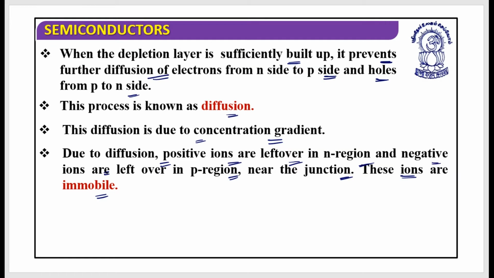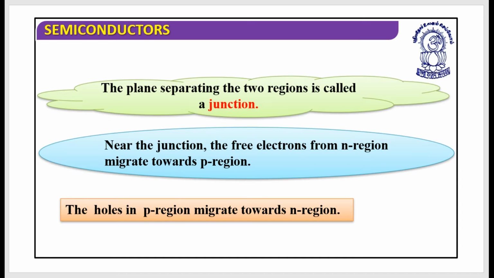So simply having a p region and an n region cannot work, that is what we understand up till now, because whatever ions are there in the depletion region are immobile ions, and we cannot do anything with these immobile ions. The plane separating these two regions is what we call the junction, and near the junction, as we have seen, the free electrons from the n region migrate towards the p region, and the holes in the p region migrate towards the n region.